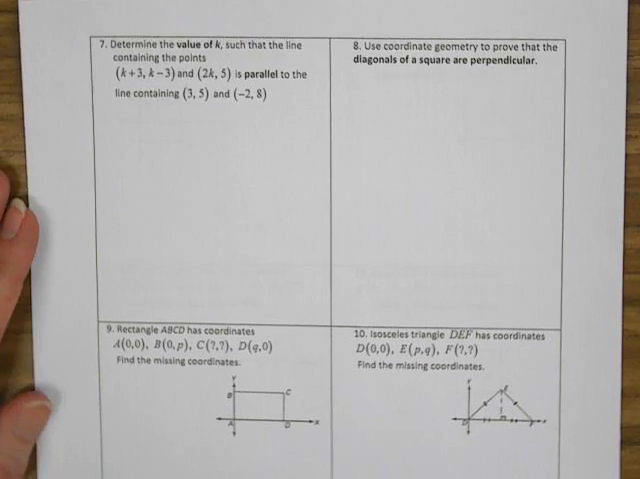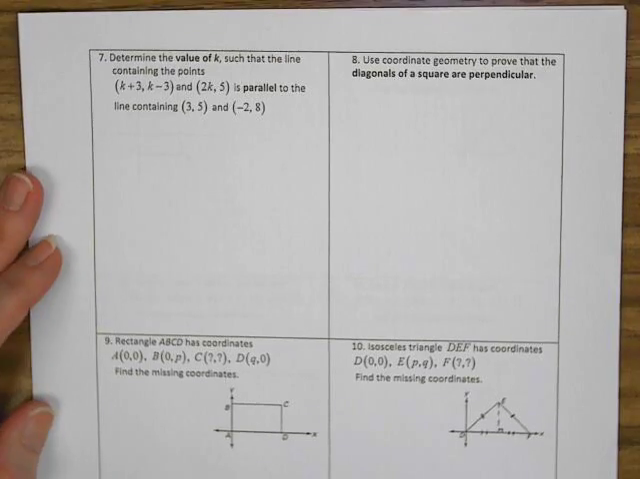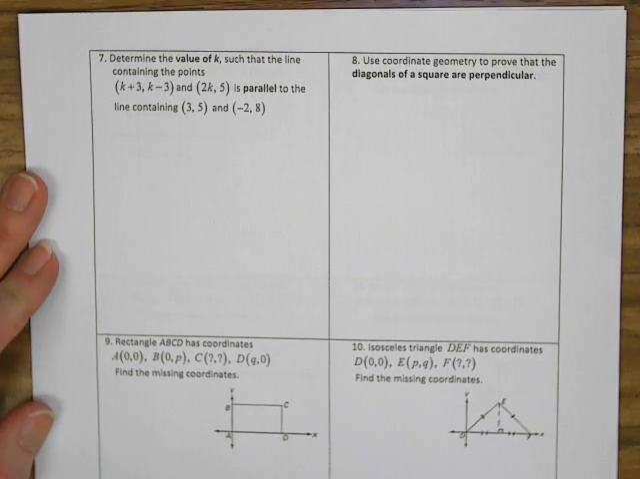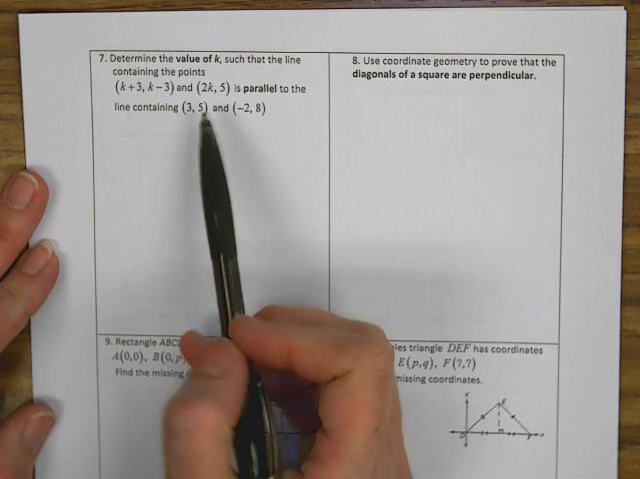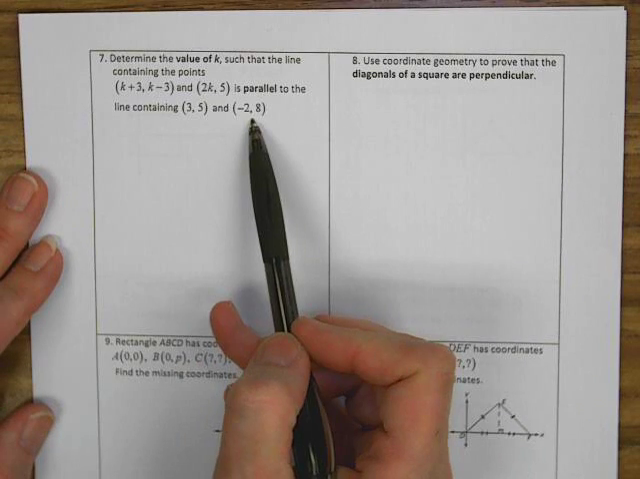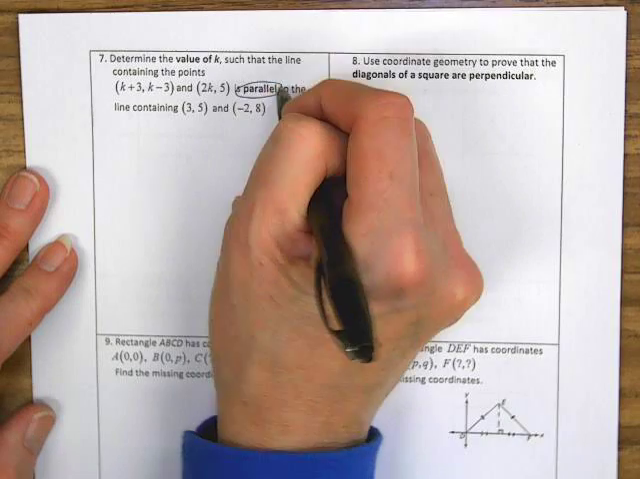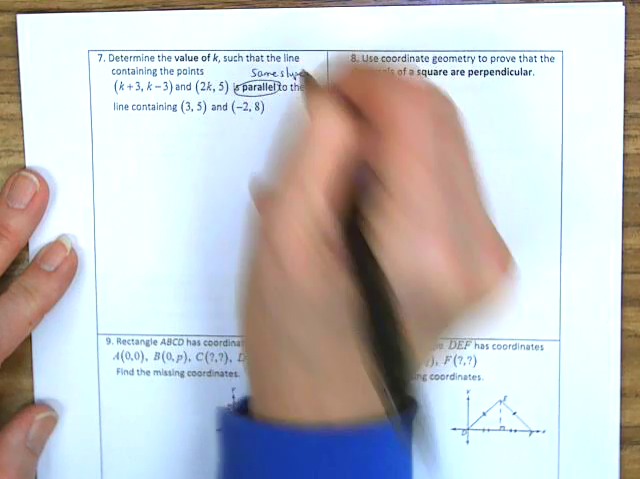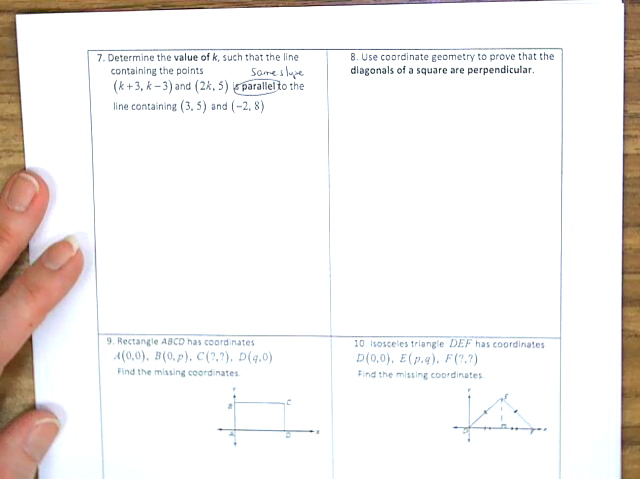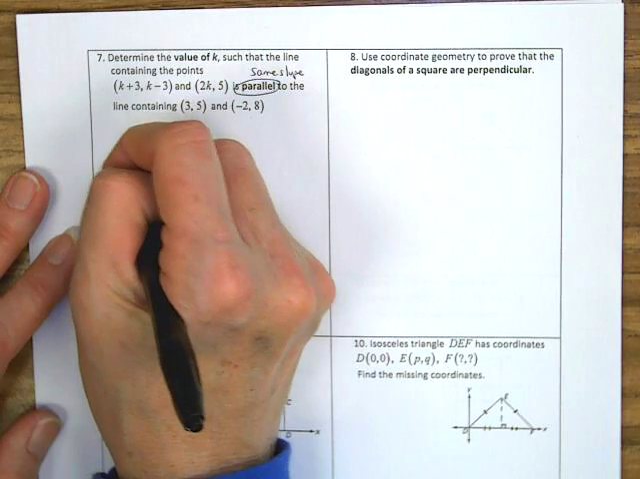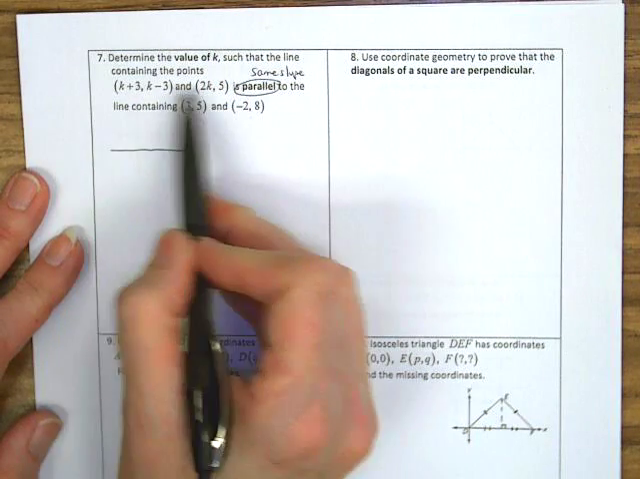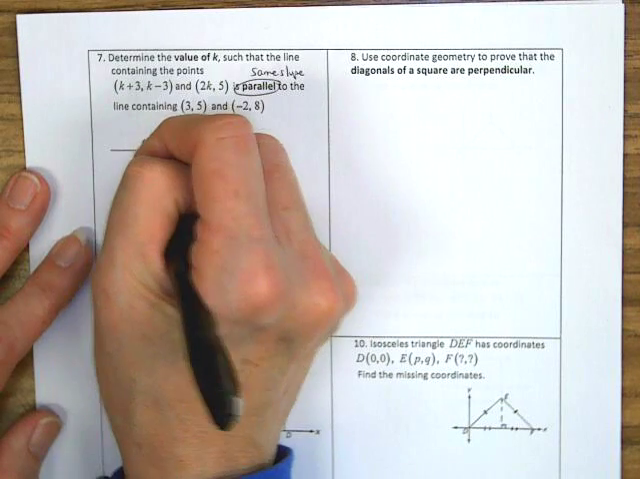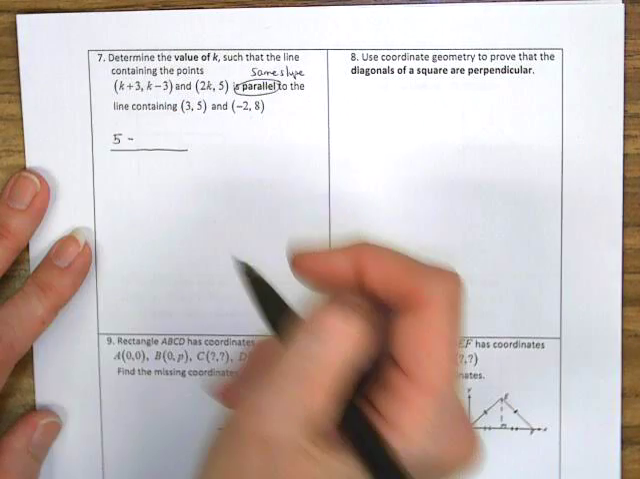All right, on the next page, we won't look at all of these. Let's look at number 7. Number 7 says, determine the value of K such that the line containing those 2 points is parallel to the line containing 3, 5, and negative 2, 8. So again, we know that parallel implies that the lines have the same slope. So this is going to be similar to the last problem we did. I'm going to take the slope of the first 2 points, these 2 right here.